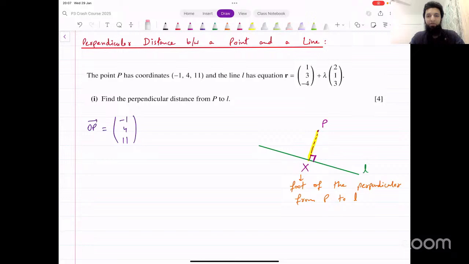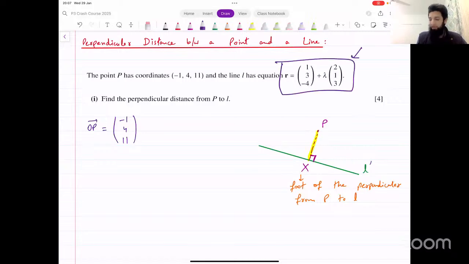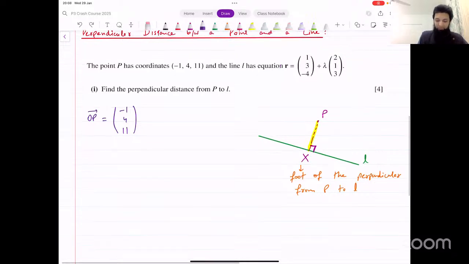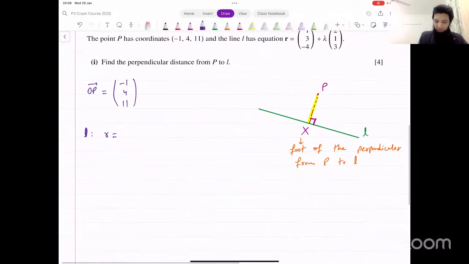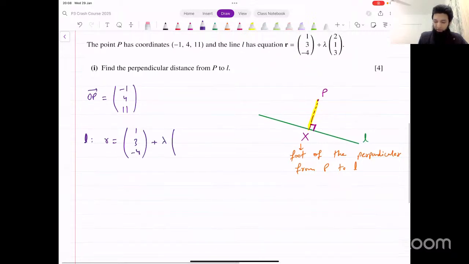Now for this, you need to understand how equations of lines work. This is the equation of this line L. Let me write that equation down here. Line L has this equation, r equals (1, 3, -4) plus lambda (2, 1, 3).